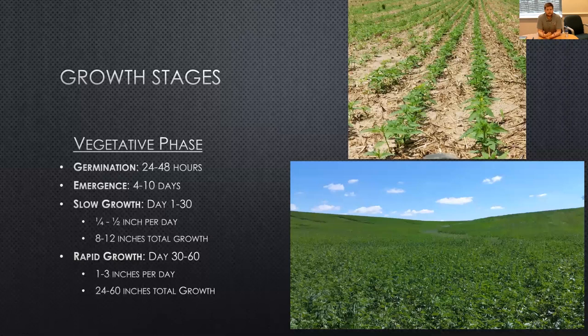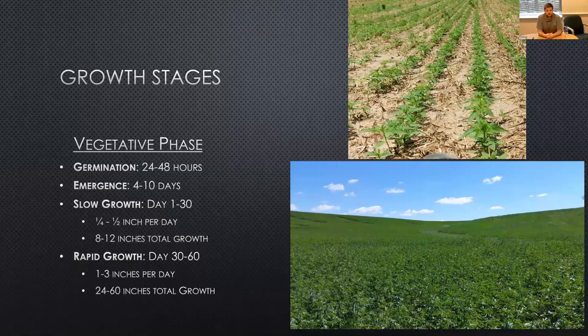When we do see emergence happen, we enter into the slow growth phase, similar to what we see in the top photo here. We'll generally see anywhere between 8 to 12 inches of growth in the first 30 to 45 days or so, and then we start to see the plants begin to elongate and enter into the rapid growth stage, what we see in the photo below.